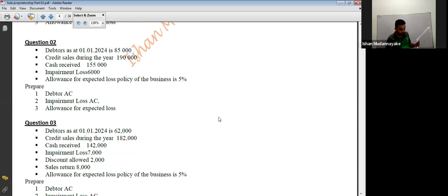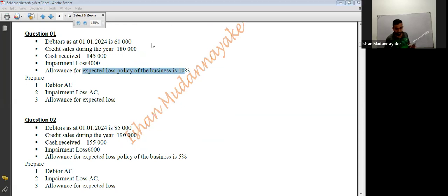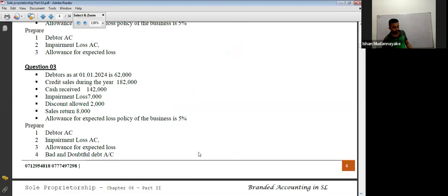For the first question and second question, I gave you the allowance for expected loss for the first time. For question number 1 and 2, it was the first time. But in the third question, that is not the first time. In the third question, the allowance for expected loss policy of the business is not for the first time.